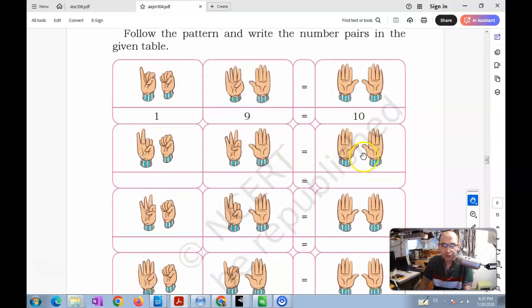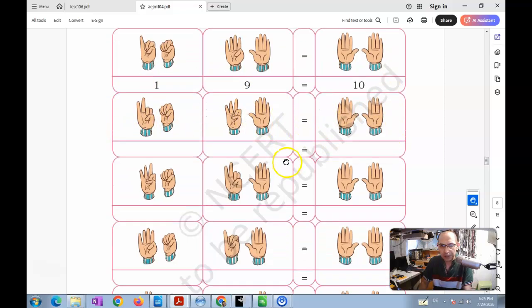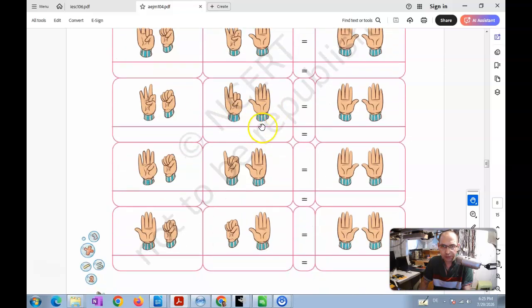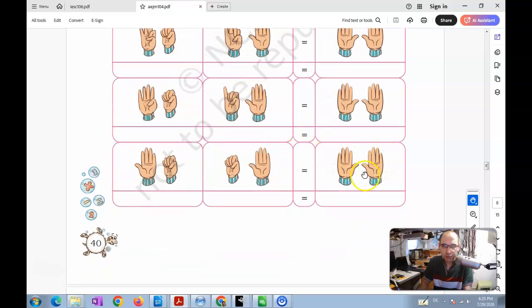Another number pair for a 10 would be 2 and an 8. So this is an 8, this is a 2, and 2 and 8 would be 10. Again, another number pair for a 10 would be a 3 and a 7. Another number pair for a 10 would be a 4 and a 6, for example. Another number pair for a 10 would be a 5 and a 5, for example. So these are some of the different ways that you can express the number 10, right?